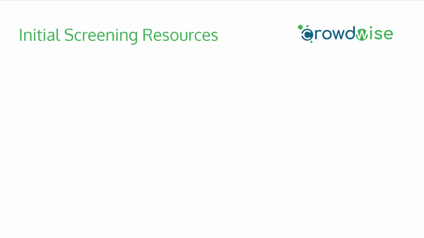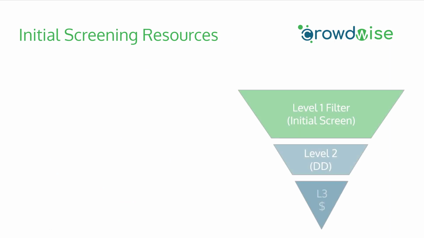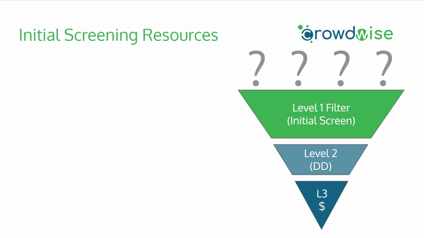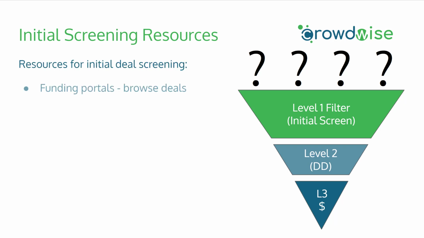So, what are some initial screening resources that investors can use? When we look at our funnel and what goes in at the top, some of the resources to help you get to level 1 of your screening filter include funding portals. This is where all the deals are posted, so you can browse the various deals, look at their funding progress and how successful they've been with the crowd, and do more research that way.